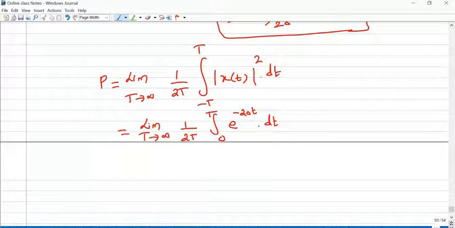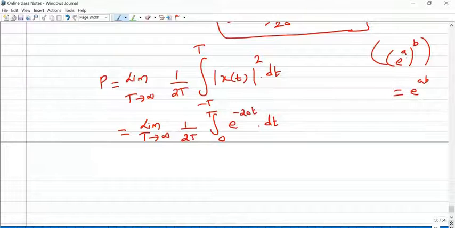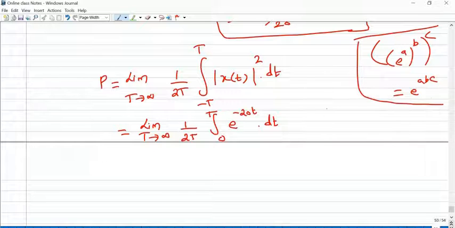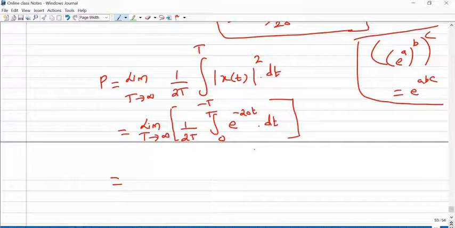U of t has value 1, so x of t is e power minus 10t. You know that e power a, power b, will be e power ab, and a power b power c will be e power abc. So e power minus 10t whole square gives e power minus 20t dt. Now solve this, and check for possibilities of cancellation of this t. At the final step, substitute t tends to infinite.